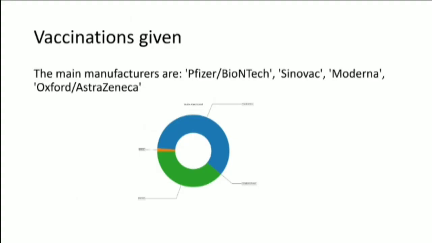The vaccines are being manufactured by four main manufacturers: BioNTech, Sinovac, Moderna, and Oxford. We can see the major share of vaccines given out is by BioNTech, and secondly by Moderna.